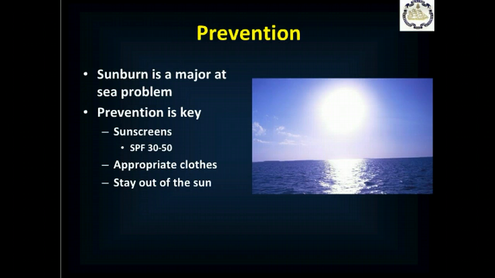Unfortunately, at sea, sunburn's a real problem, particularly at the more tropical latitudes, but really anywhere there's good clear sun exposure, you can end up with a sunburn. And the key is to prevent this. So if you're out in the sun, use a sunscreen with a sun protection factor, SPF, of 30 to 50, wear appropriate clothes, and as much as possible, stay out of the direct sun, particularly from 10 a.m. to 3 p.m. when it's at its highest and most likely to cause a burn.